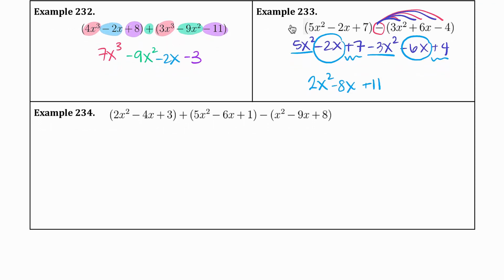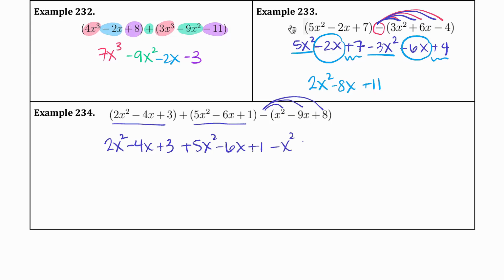All right, our last one here, we have addition and subtraction going on. So really the only thing that's going to change is this last polynomial there. We're going to have to distribute the negative. So I'm going to go ahead and just rewrite it. This stays the same, this stays the same. We're going to change our signs on that one. So we have 2x squared minus 4x plus 3 plus 5x squared minus 6x plus 1 minus x squared plus 9x minus 8.